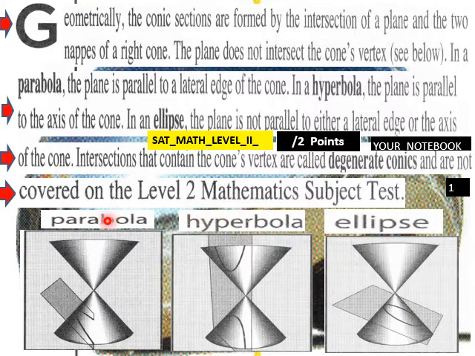So here's a parabola, here's a plane intersecting a parabola, and then a hyperbola. Here is a plane that intersects two cones like this. And then an ellipse is here where it intersects a cone at an angle. And then that'll give you an ellipse there.